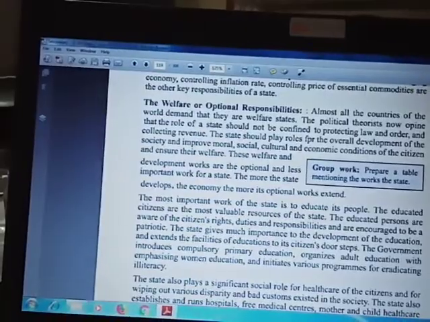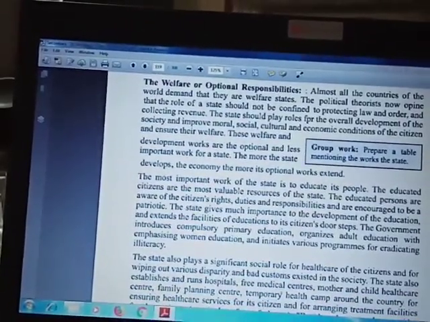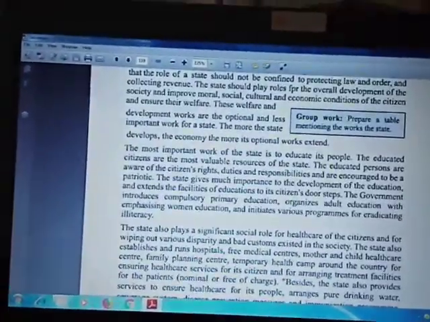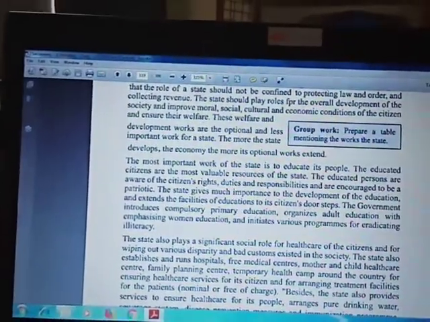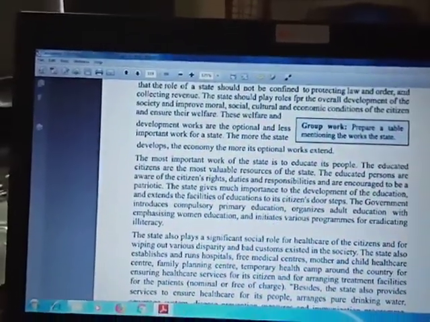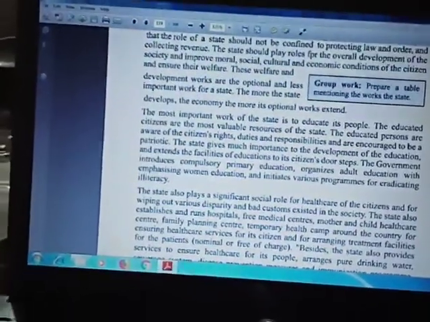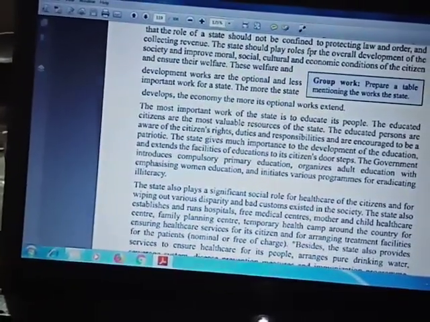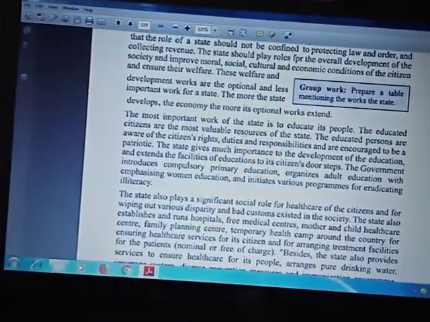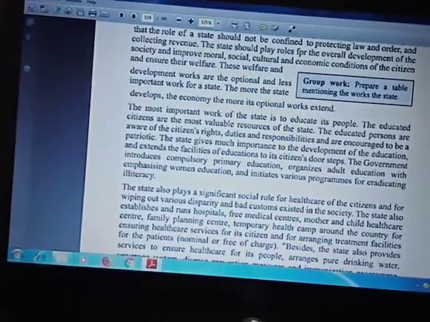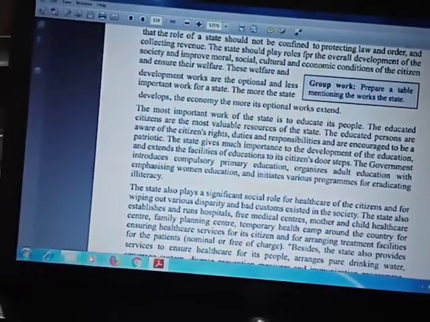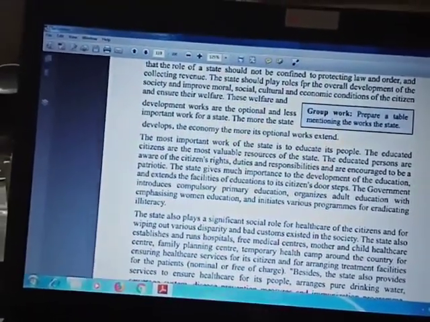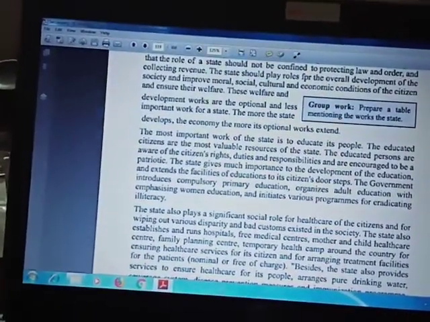The most important work of the state is to educate its people. Very, very important for your MCQ. The educated citizens are the most valuable resource of the state. Which is the most valuable resource of the state? Educated citizens. The educated persons are aware of the citizens' rights, duties, responsibilities, and are encouraged to be patriotic. The state gives much importance to the development of education and extends the facilities of education to its citizens.